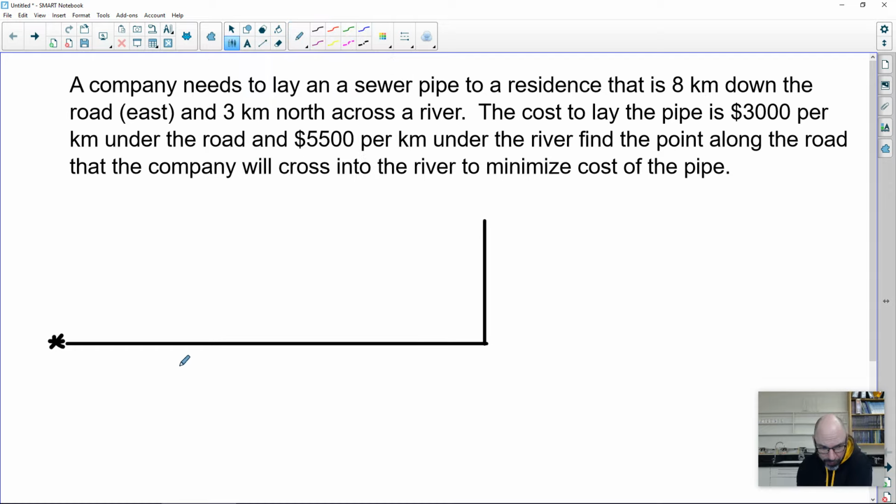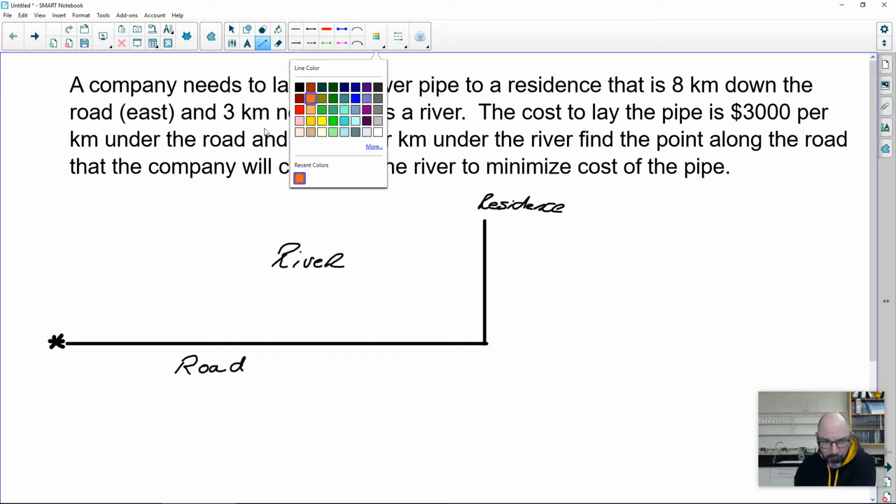Now what the question is asking us is, if we label this a little bit, if this is our road here, and then this is the river part, and this is where the person's residence is, okay? We're going to lay pipe here, so I'll just use a different color line here.